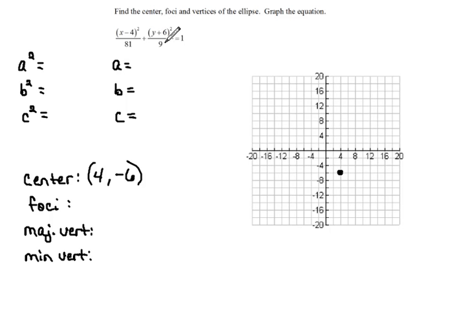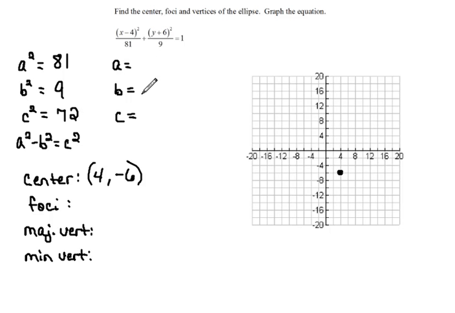Alright, from the denominators here, we find our a squared and our b squared. Remember, a squared is the largest one, so that's going to be 81, and b squared is going to be the smaller, so that's going to be a 9. Now, remember, we can find the c squared because of our relationship. We have the relationship that says a squared minus b squared equals c squared. So 81 minus 9 is 72. So that'll be our c squared.